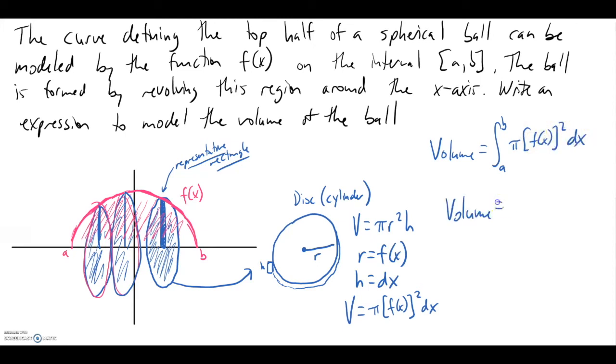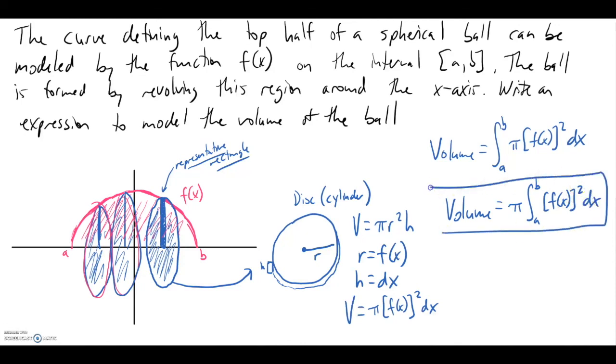Because pi is a constant, I can remove it to the outside of this integral. And my final formula, what I'll end up with, is pi times the definite integral from a to b, the beginning and end of my region, of my function squared with respect to x.